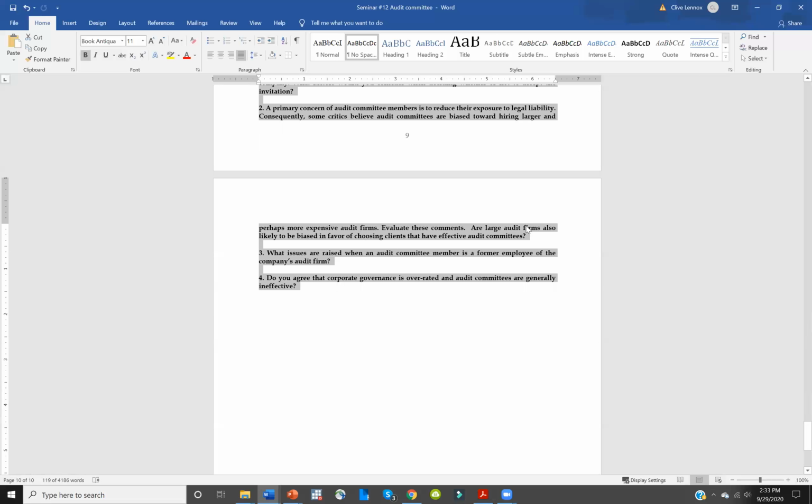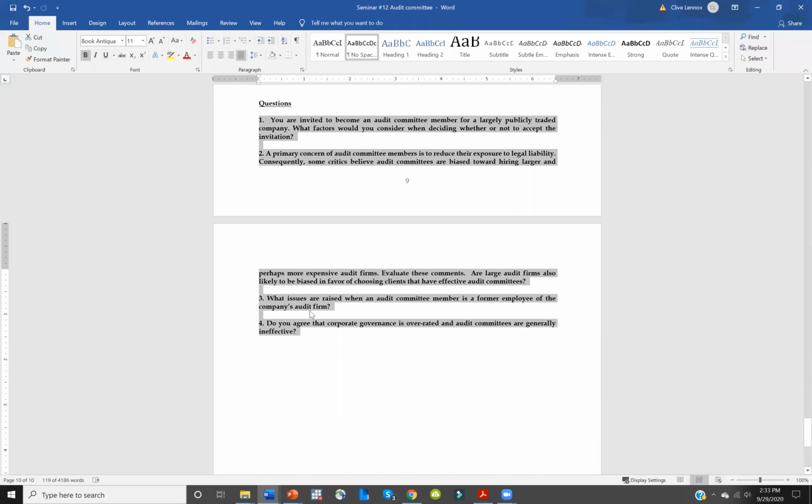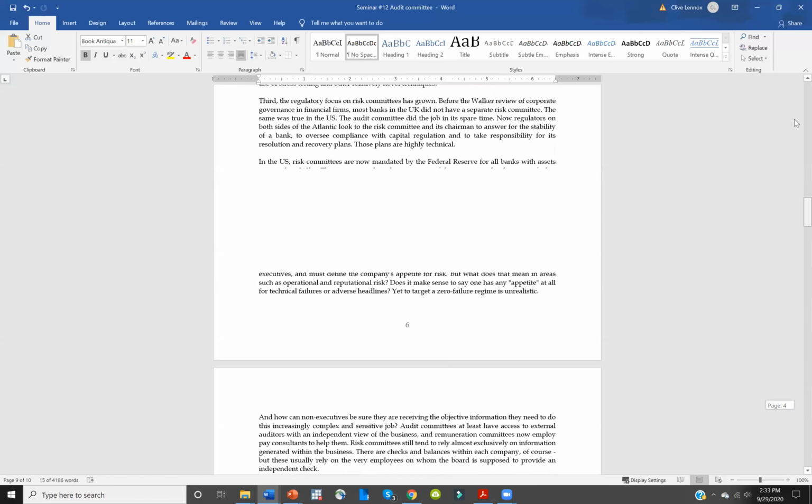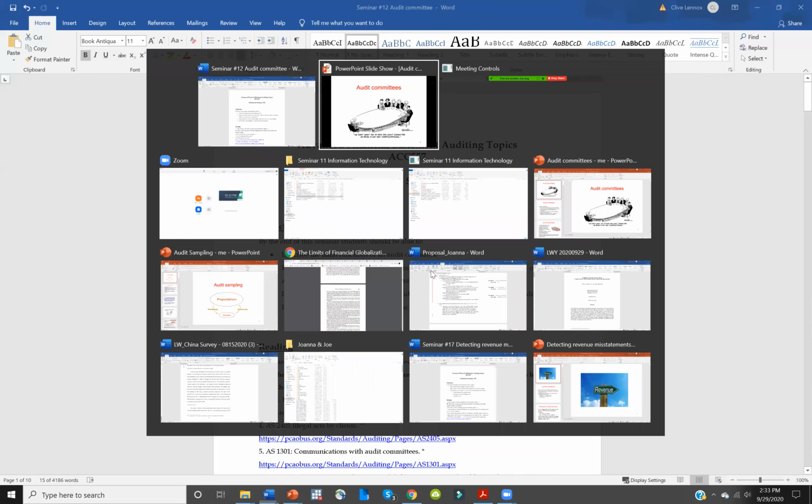And then also, do you think that large audit firms are likely to be biased in favor of choosing clients that have more effective audit committees? The third question is, what issues are raised when a member of the company's audit committee is a former employee of the company's audit firm? And then fourthly, do you agree that corporate governance is overrated and that audit committees are generally ineffective? Okay, so those are the questions for the student presentation.